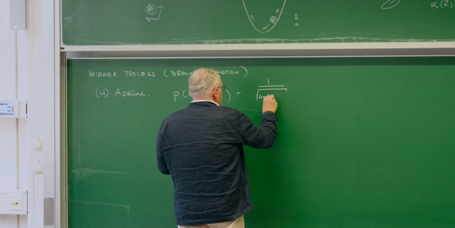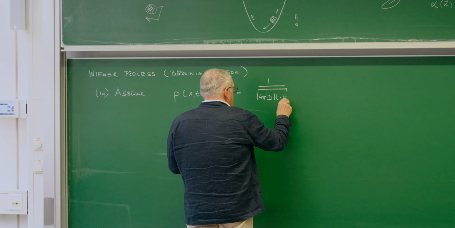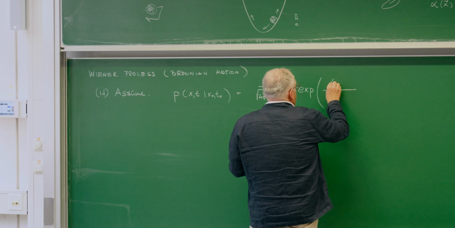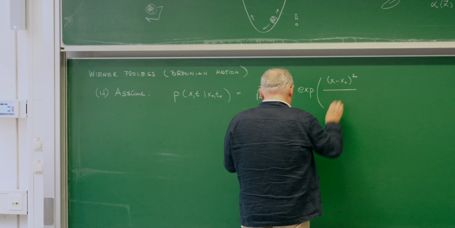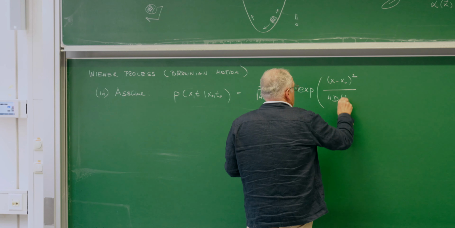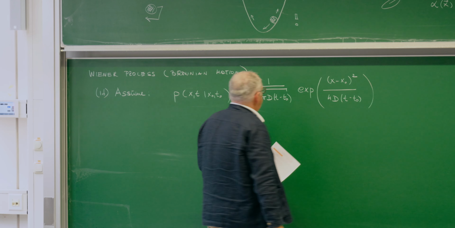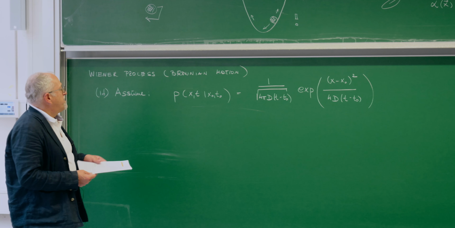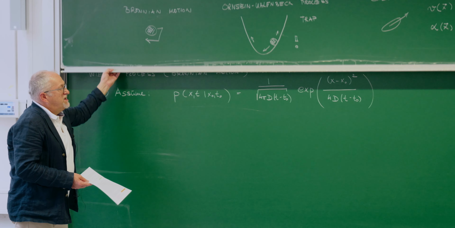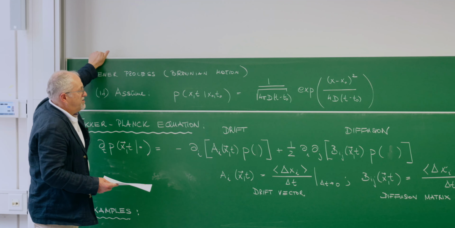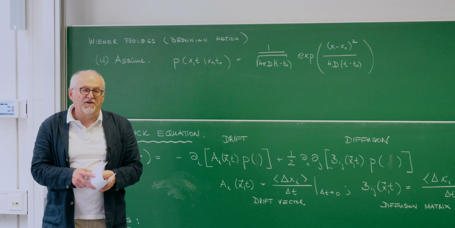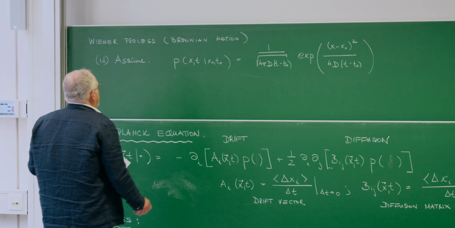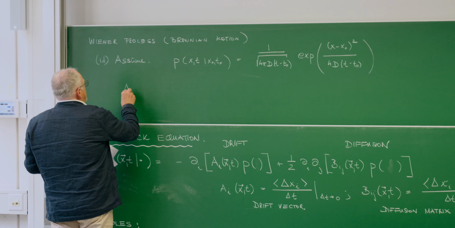So 1 over the square root of 4 pi D (t minus t naught), and the exponential of minus (x minus x naught) squared divided by 4D (t minus t naught). Okay? That's basically the definition of a Wiener process. That's the defining probability density for transitions. And then we want to calculate the moments to derive the corresponding Fokker-Planck equation. And that's easy because this is just Gaussian integrals.